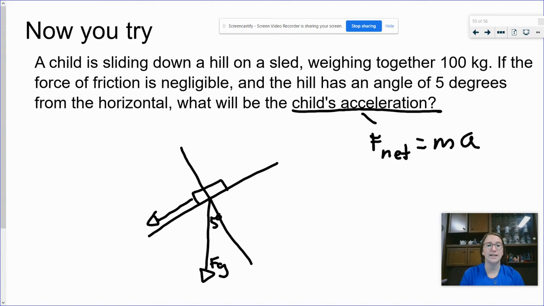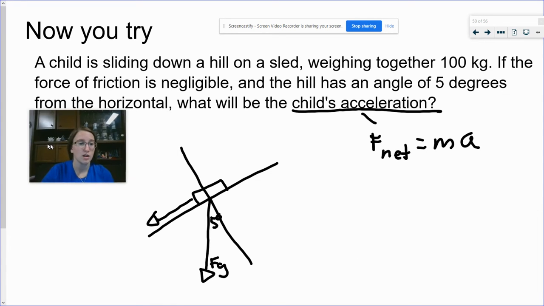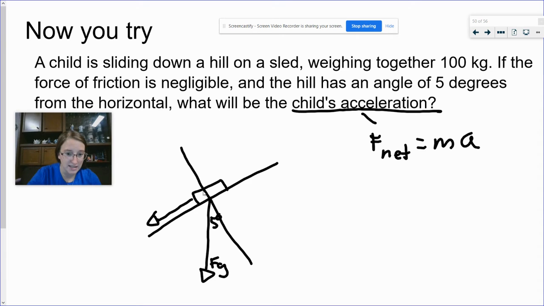Now, it says that friction is negligible. So that is going to be the net force. There's no friction to fight against. The net force is always the direction of motion. So I just need to find this. Now, what this happens to be is the x component of gravity.